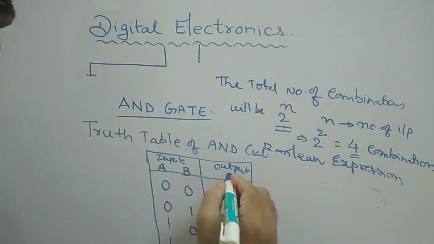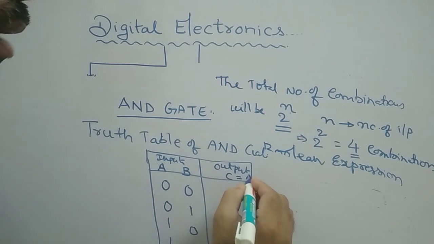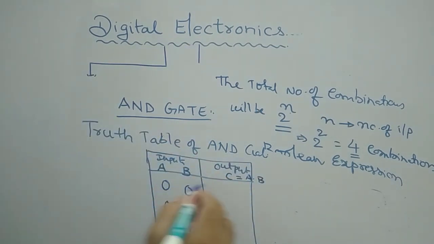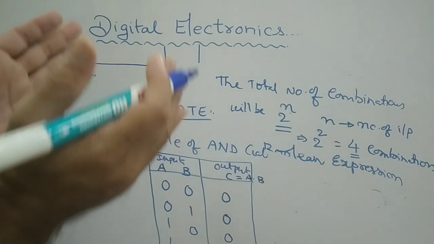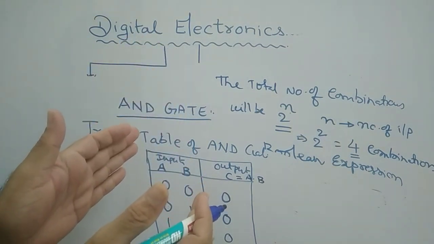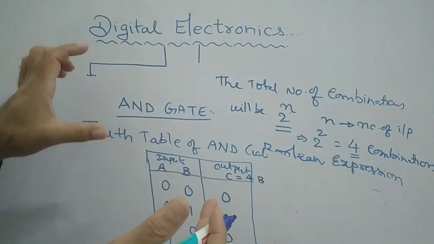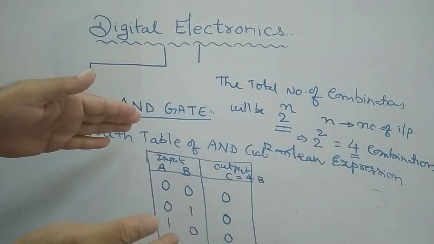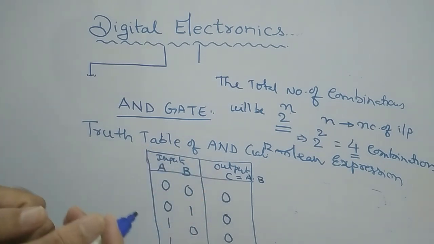Now, what is your output C? C is nothing but A into B. So 0 into 0 is 0, 0 into 1 is 0, 1 into 0 is 0, 1 into 1 is 1. This is the output of the AND gate. So for a 2-input AND gate, if both inputs are 0, the output will be 0.